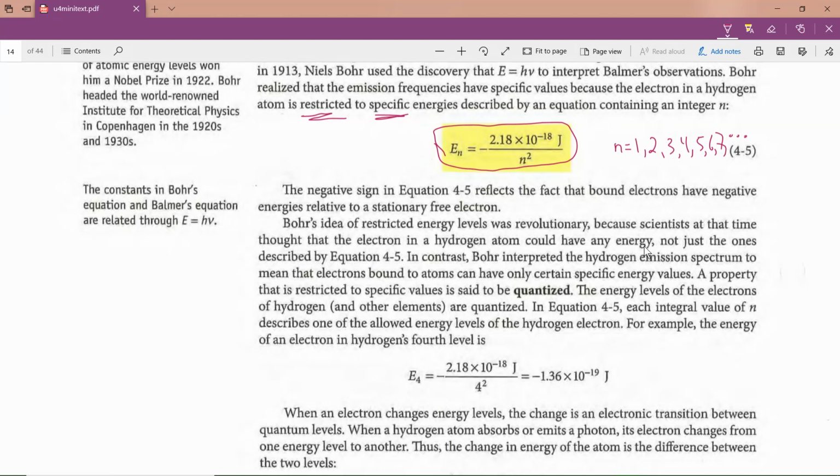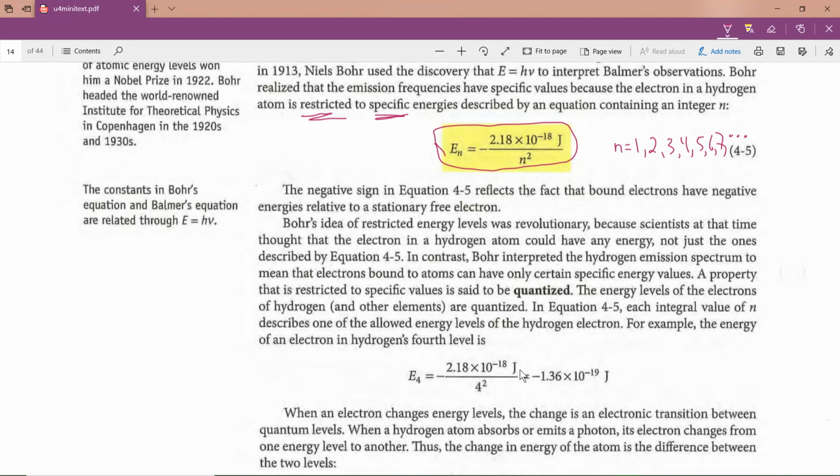Bohr's idea of restricted energy levels was revolutionary because scientists at the time thought that the electron in a hydrogen atom could have any energy at all, not just the ones described in this equation. But Bohr said no, only specific values are allowed. And a property that is restricted to specific values is said to be quantized. Energy levels of any element are quantized.